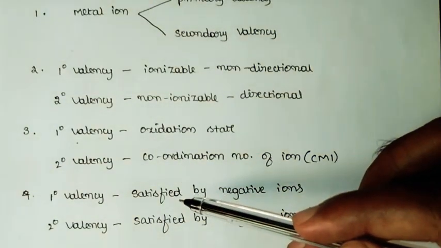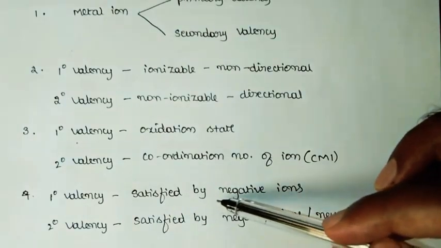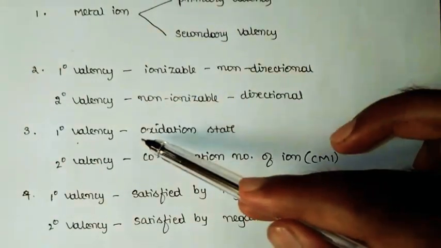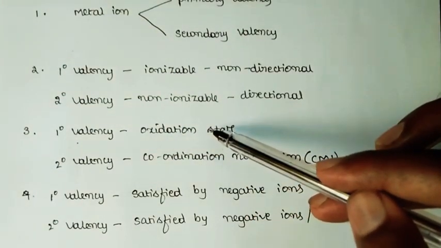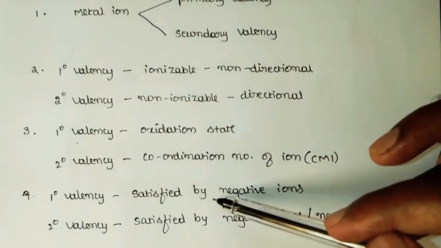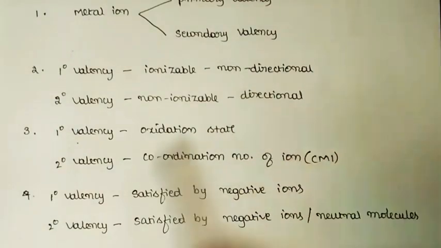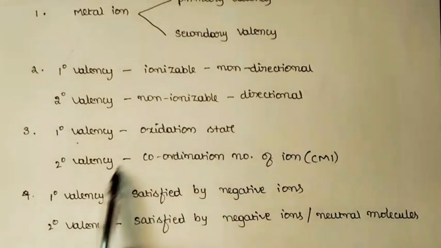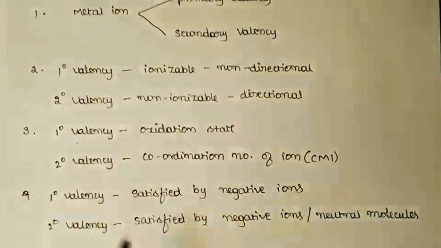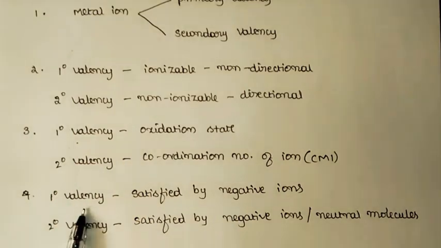So we can do the comparison. Here we are saying the primary valency will be satisfied by the negative ion, since the primary valency is nothing but the oxidation state of the central metal ion, which is positively charged. In order to satisfy that positive charge, negatively charged ions are required. And secondary valency means the coordination number, that means the ligands. So we know that either negative ions or neutral molecules can behave as ligands. That's what we are calling coordination number, that means the total number of coordinate bonds formed by the ligands with the central metal ion. This is the information we can get from primary and secondary valencies.